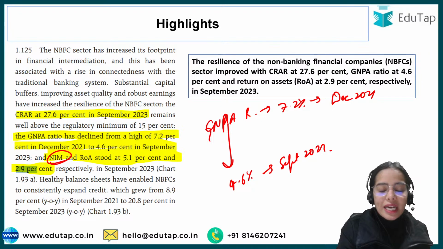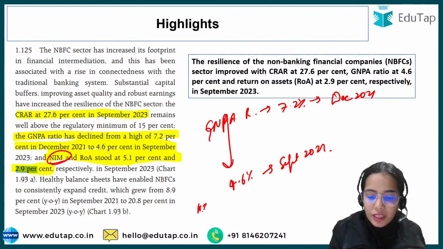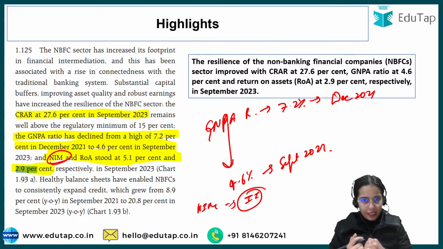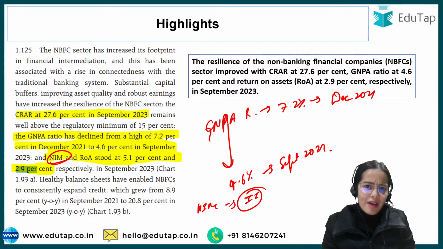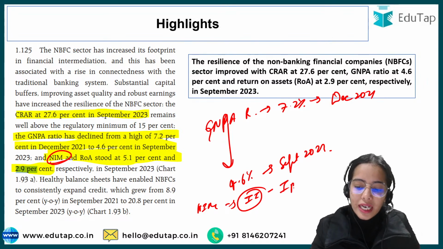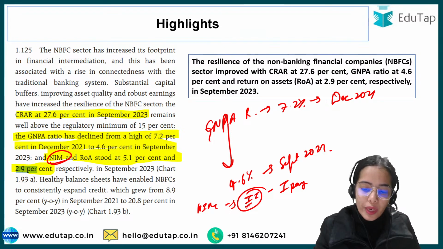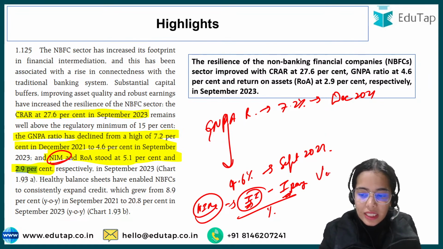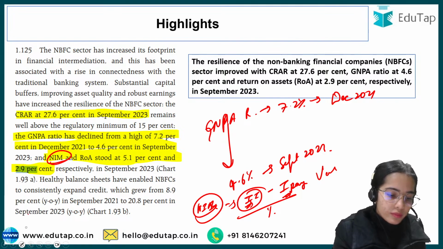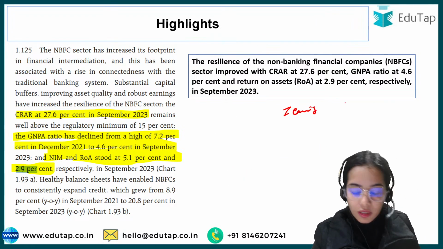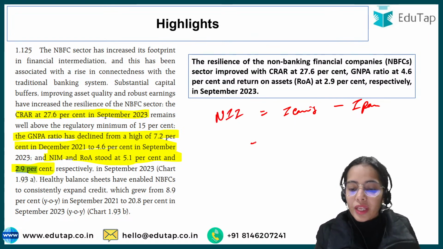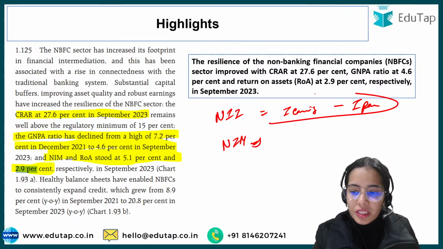Okay. NIM, that is the net interest margin. Net interest margin means how much interest income the NBFCs are earning by providing the loans, by having the assets, minus the interest that they have to pay to the depositors. So interest income minus the interest that they have paid, the value is the net interest income. So the interest that they are earning minus the interest that they are paying is the net interest income. Okay, net interest margin is actually the percentage.